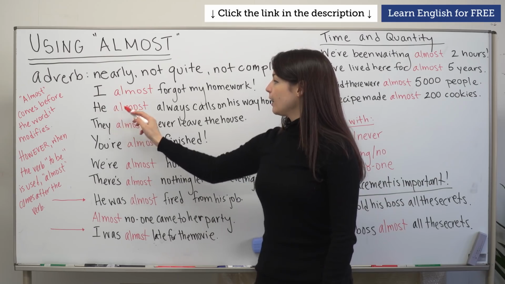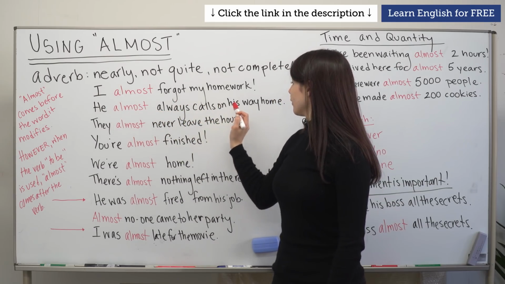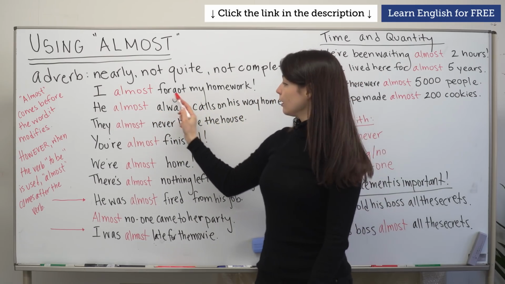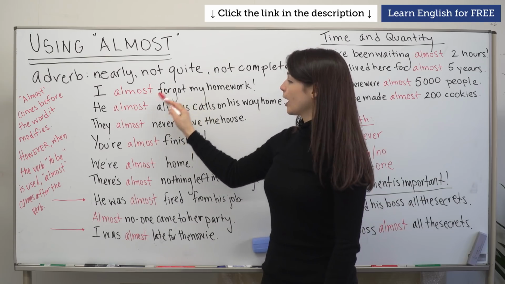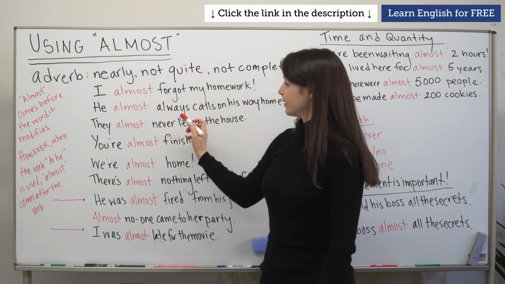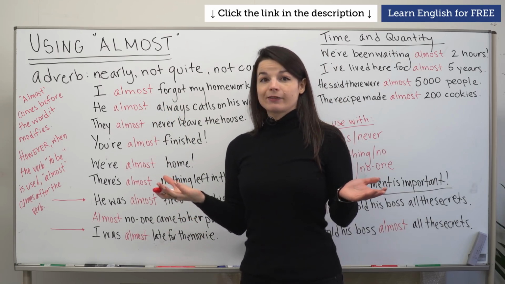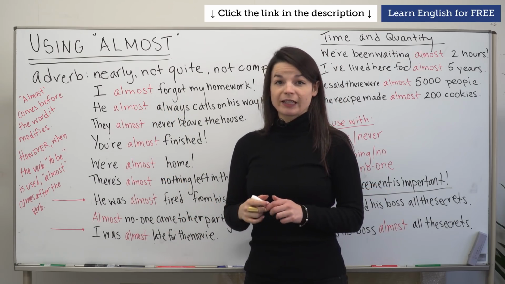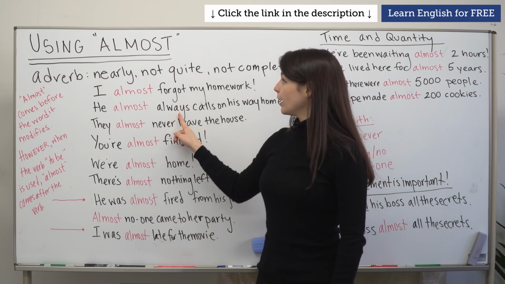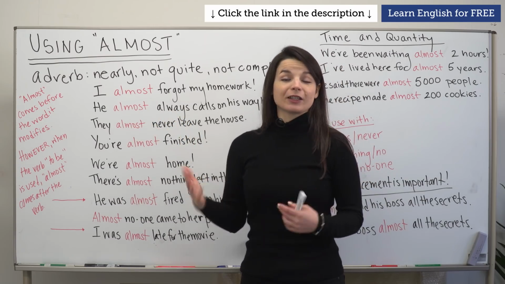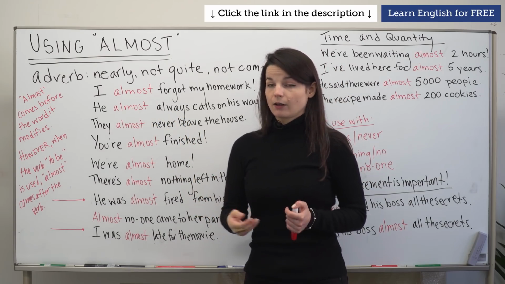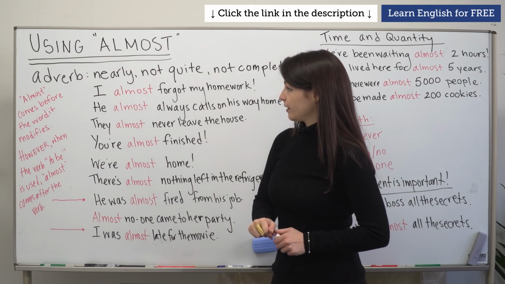Another example, he almost always calls on his way home. Here it comes before the word always. Almost always, meaning maybe like 95% of the time or 90% of the time. So not always, but very nearly always calls on his way home is the meaning of this sentence.